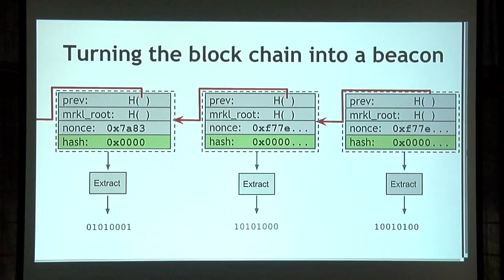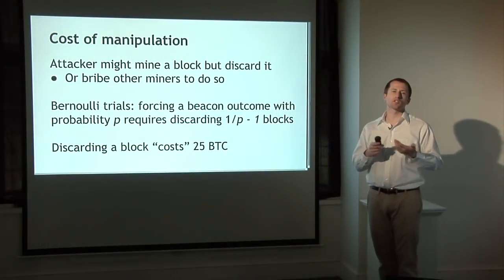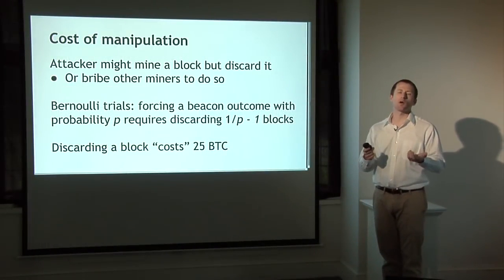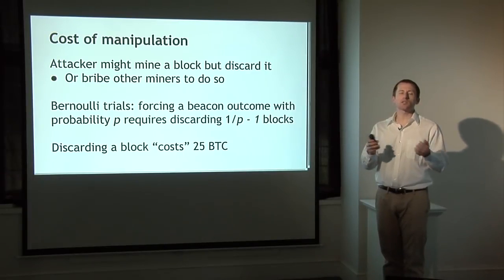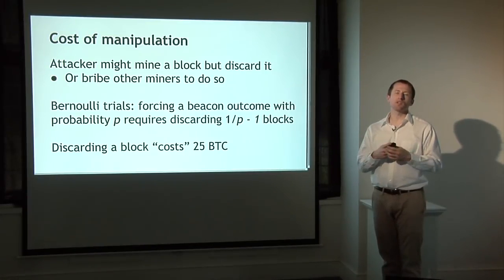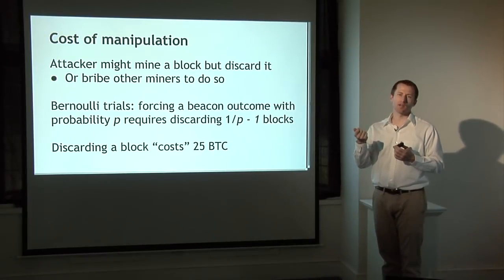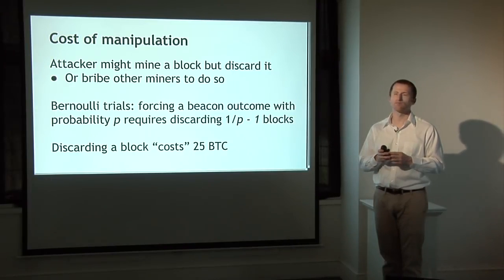So how costly would it be to manipulate this? Any miner has the capability, if they find a block, to discard it, to not relay it to the network, not publish it, not let it be the next block in the sequence. They could do this if they find a block and realize that it produces a beacon output that they don't want. And it might not be the miner that decides this, it might be somebody who's trying to force the beacon to have a certain output, who says that they're willing to bribe miners. If they find a block that's undesirable, this attacker will bribe and pay them more than the block reward in exchange for not publishing this.